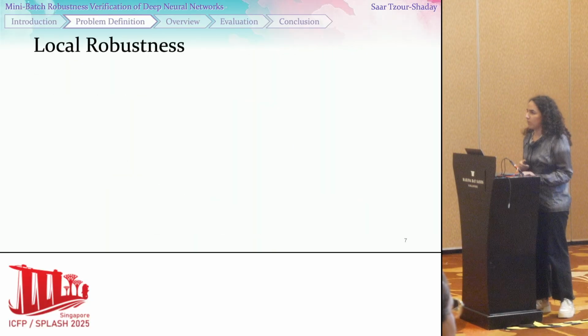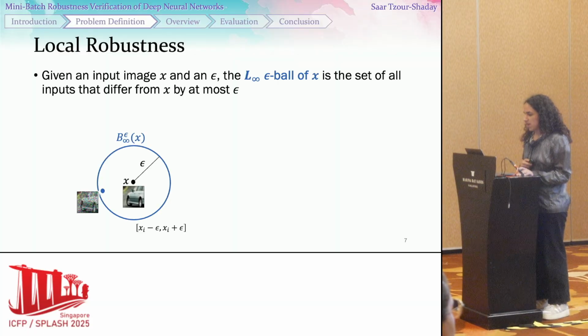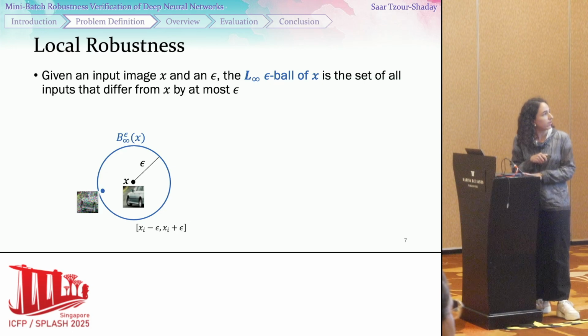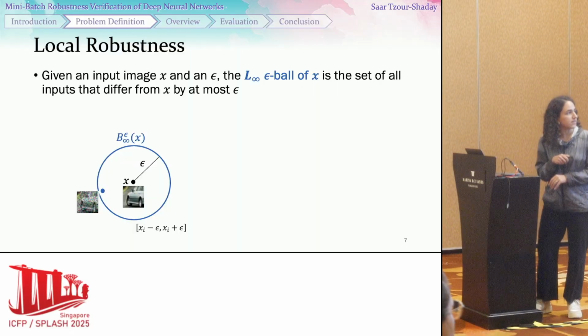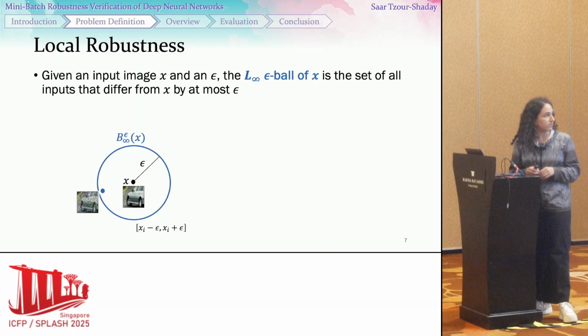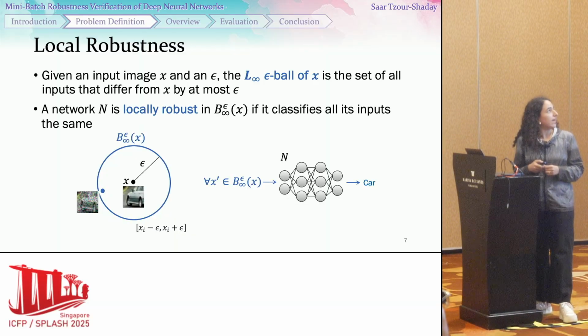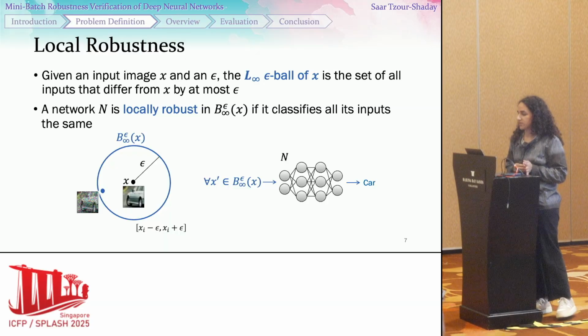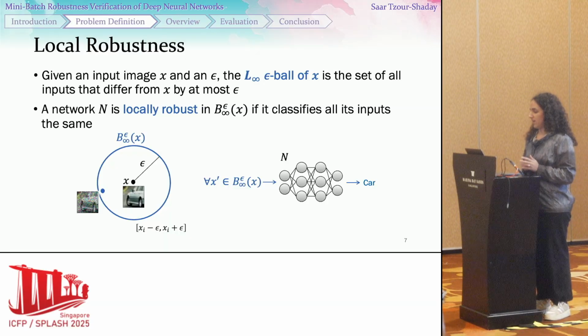So let's define more formally a local robustness. Given an input image X and a small number epsilon, the L infinity epsilon ball around X is the set of all inputs that differ from X by at most epsilon. In practice, this forms an interval for each pixel, representing the range of values it can get. And we say a network N is locally robust in the epsilon ball of X if it classifies all the inputs in this neighborhood the same.